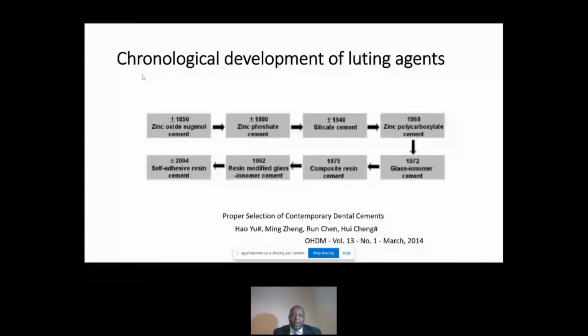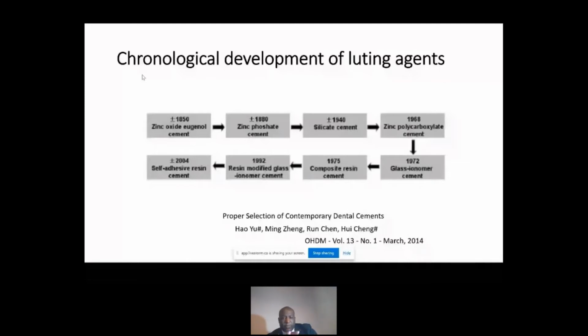So let's look at the first cement that we can look at. And this paper here, the proper selection of contemporary dental cements, I'll encourage you to look at this. And if you do want any of the references for this presentation, my email's at the end. Please pop me an email or contact Tanya, and she can give you the information if you so require.